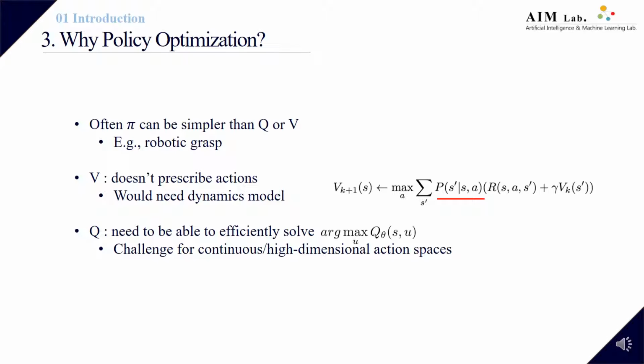Second, for the calculation of V-values, we need the dynamic model to understand what action we should take in the current state, as shown in this value iteration equation. However, for policy gradient, we don't need the dynamic model, and it will be explained later. Finally, it is tricky to solve argmax Q. Especially for continuous or high-dimensional action spaces, we cannot have one possible output per possible action because there are infinitely many actions we could take.